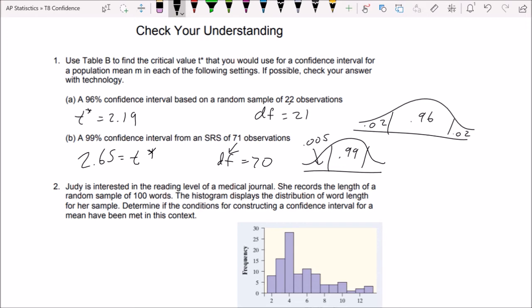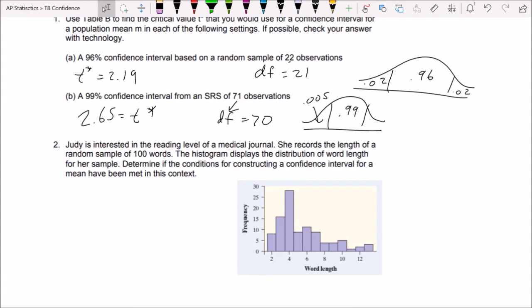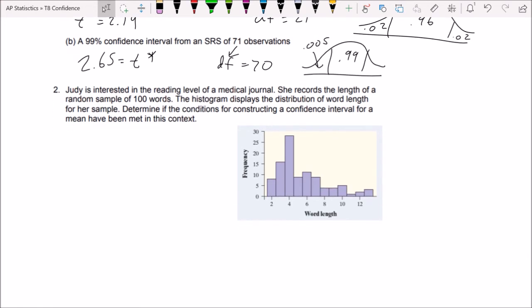Okay, what about number 2? Judy is interested in the reading level of a medical journal. She records the length of a random sample of 100 words. The histogram displays the distribution of word length for her sample. Determine if the conditions for constructing a confidence interval for the mean have been met in this context. All right, let's consider quickly what are the conditions. They are randomness. Did we meet that here? She records the length of a random sample.